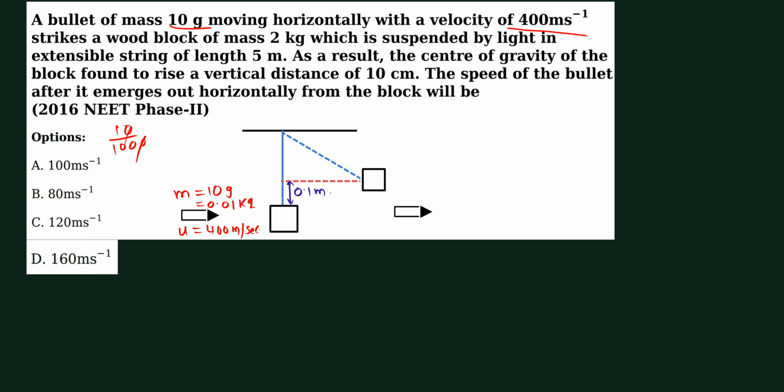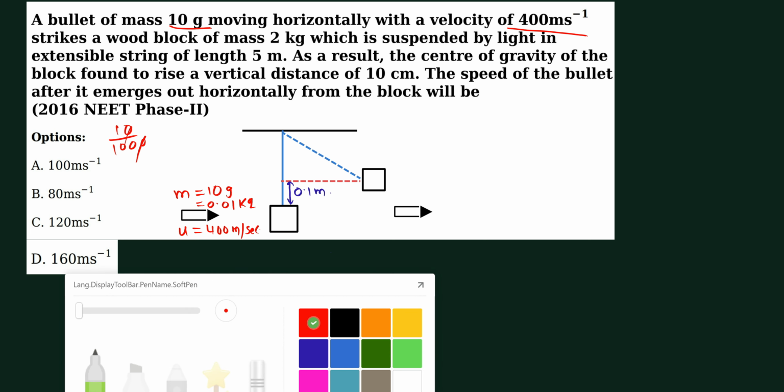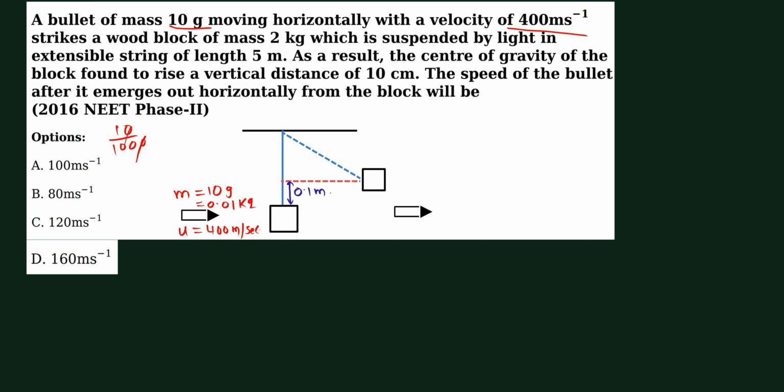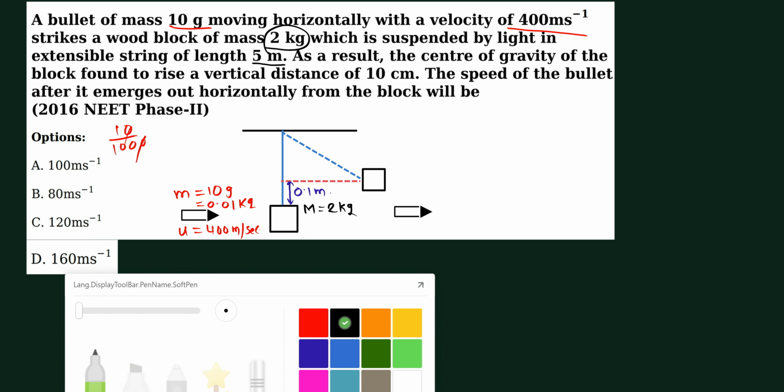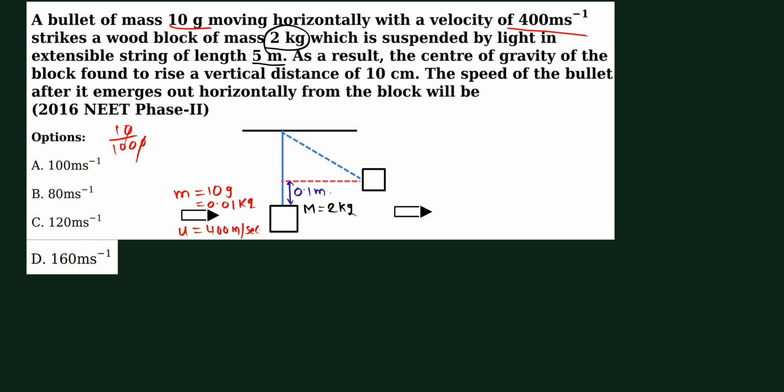The mass of the bullet is 10 gram, moving with 400 meter per second. And the mass of the wood block is 2 kg, which is suspended, hanging freely by a string. The length of the string is given as 5 meter. As a result, the center of gravity of the block is found to rise a vertical distance of 10 centimeter.